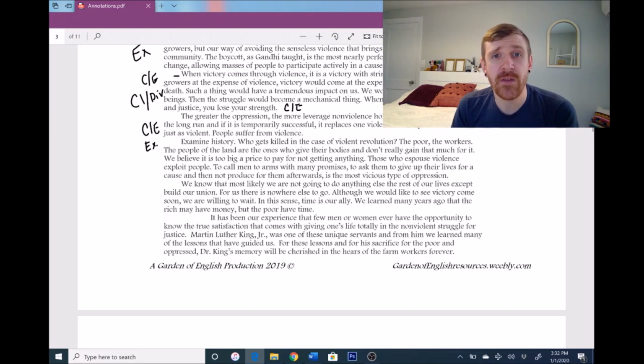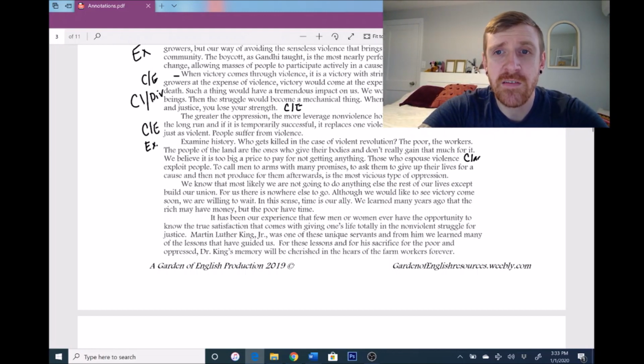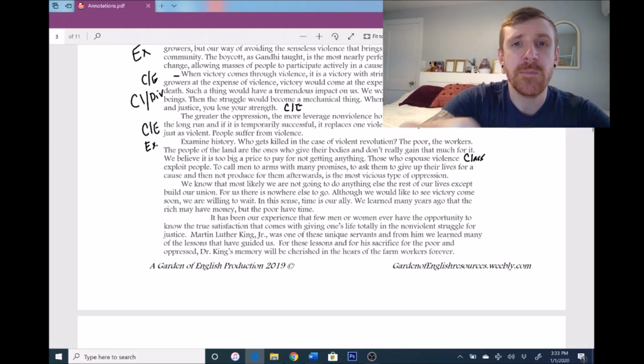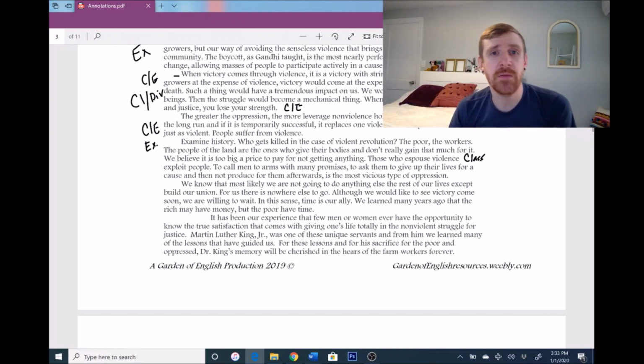Anyway, it says, "The people of the land are the ones who give their bodies and don't really gain much for it. We believe that's too big a price to pay for not getting anything. Those who espouse violence exploit people." And notice here, we are classifying, so they might put a little class here, although I do try to keep the annotations on the left-hand side, and we'll see why in my next video, but that's okay.